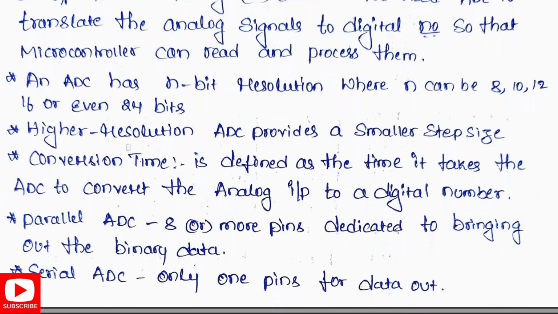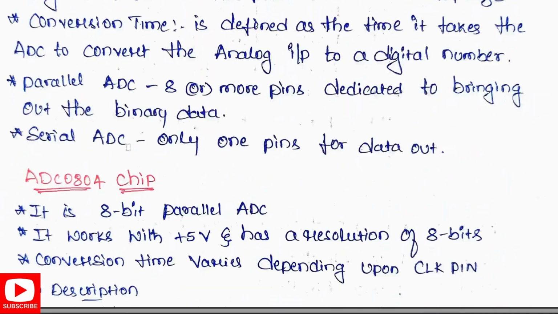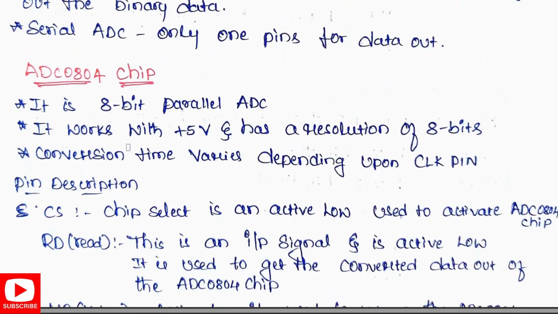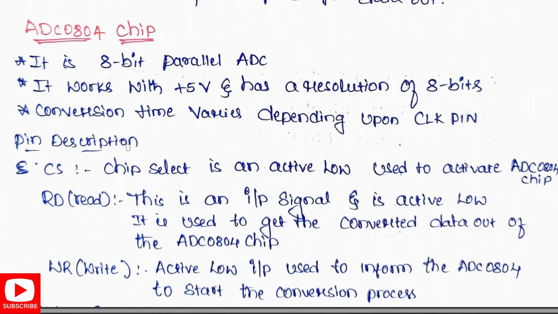Conversion time is defined as the time it takes the ADC to convert the analog input to a digital number. Parallel ADC means 8 or more pins are dedicated to bringing out the binary data. Serial ADC has only 1 pin for data out. The chip we use is ADC 0804. It is an 8-bit parallel ADC. It works with plus 5 volts and has a resolution of 8 bits. Conversion time depends upon the clock pin.